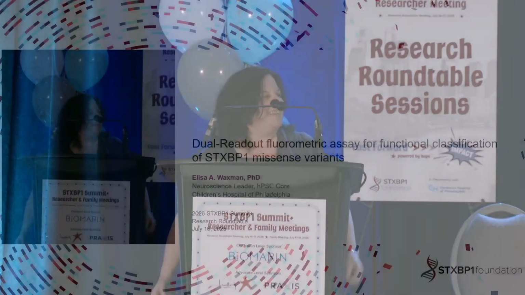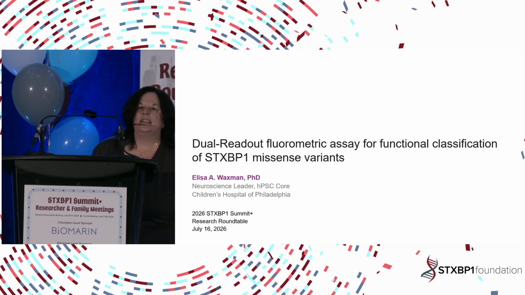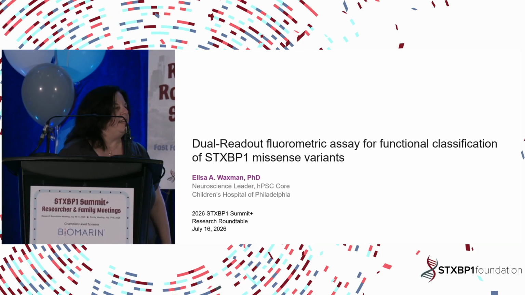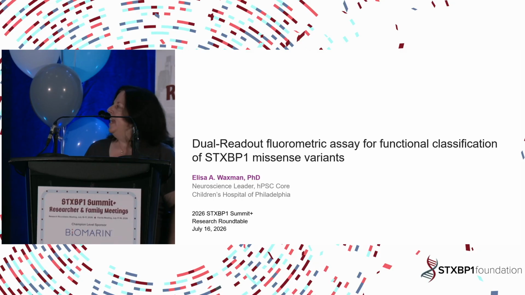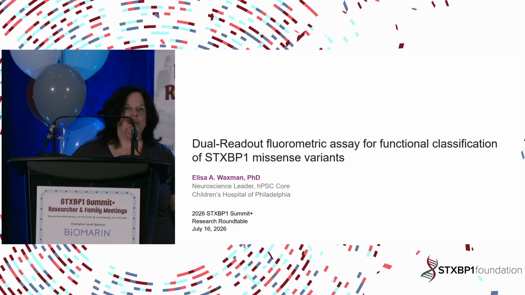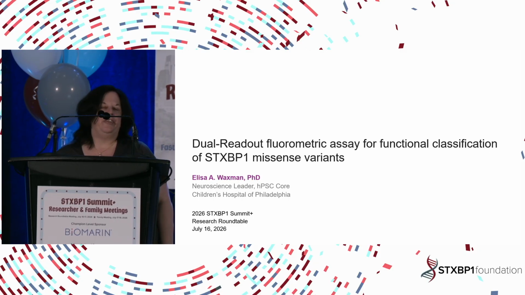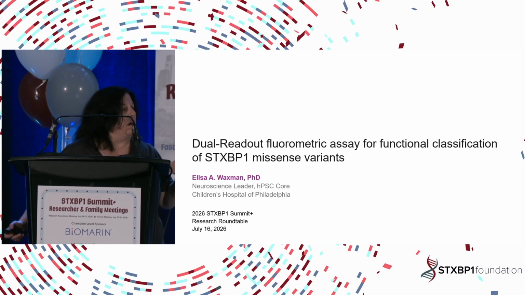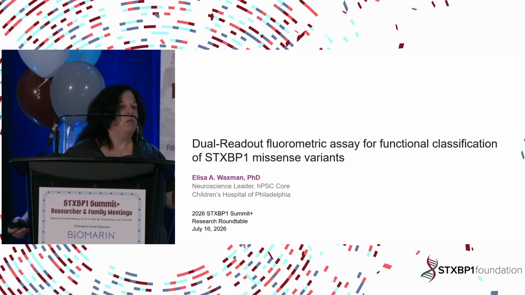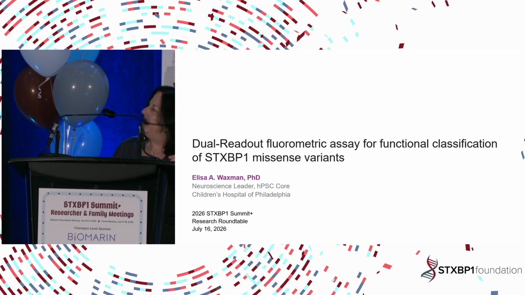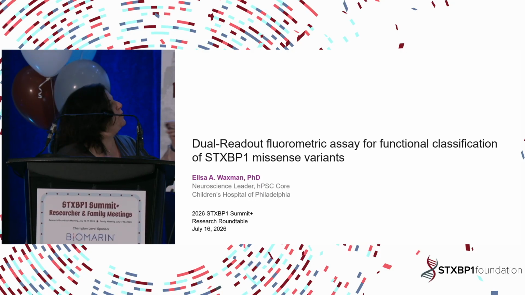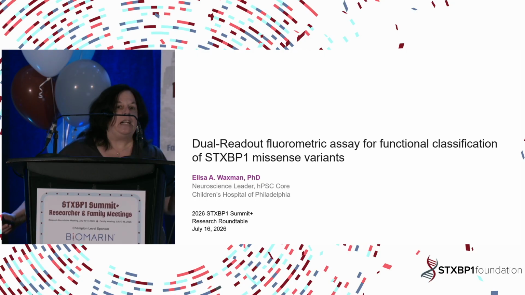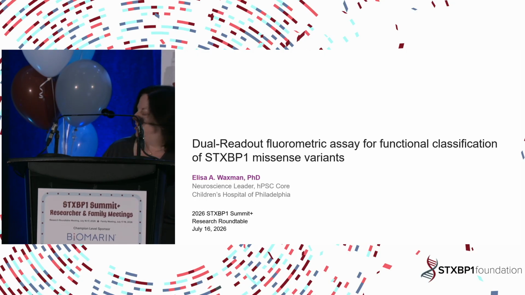Good morning, everyone. I'm Elisa Waxman. I'm the neuroscience leader of the Stem Cell Core at Children's Hospital of Philadelphia, and I am a member of the END team, which is a CHOP and UPenn cooperation. Just so you know, I will not be talking about stem cells today or stem cell models. Instead, I'm going to tell you about a dual-readout fluorometric assay that we developed to look at functional variants of STXBP1.